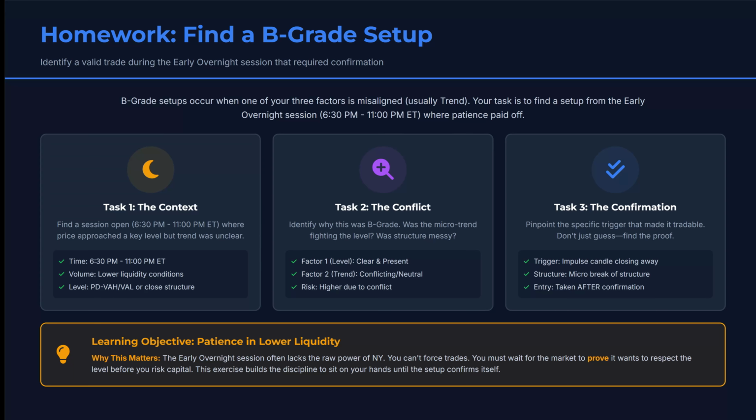The goal is not to generate homework for homework's sake. The goal is to train your eye to recognize excellence when it appears. If you only find 1 or 2 perfect examples per week, that's realistic. Quality over quantity. Document those perfect examples meticulously and skip the marginal ones.